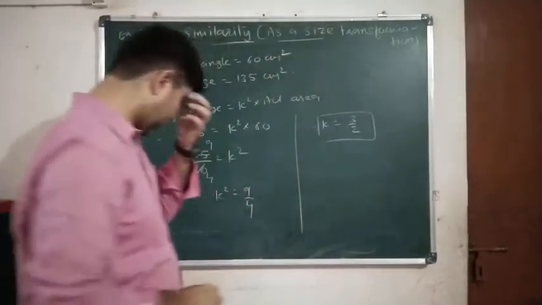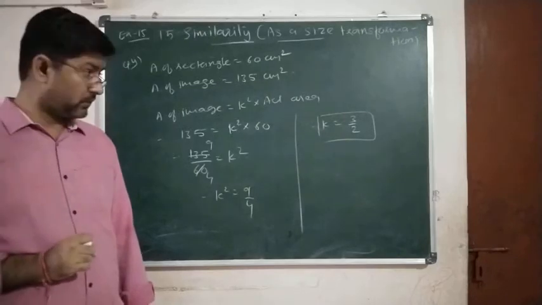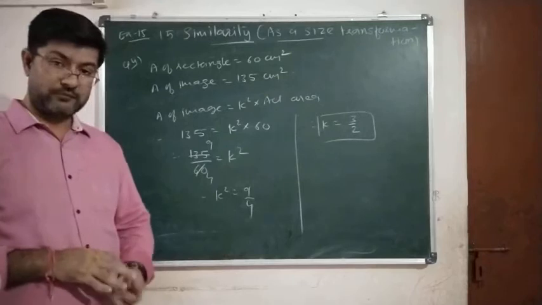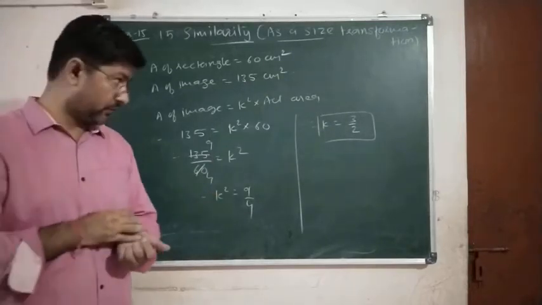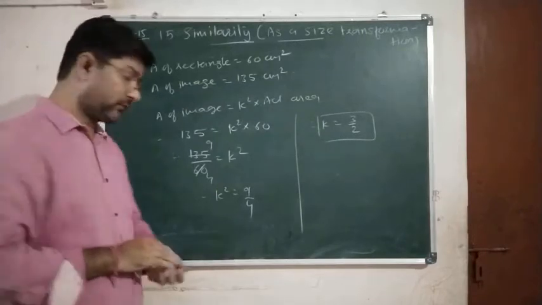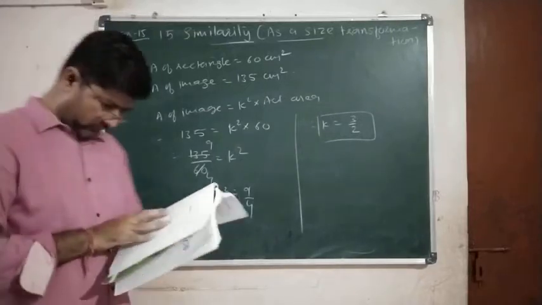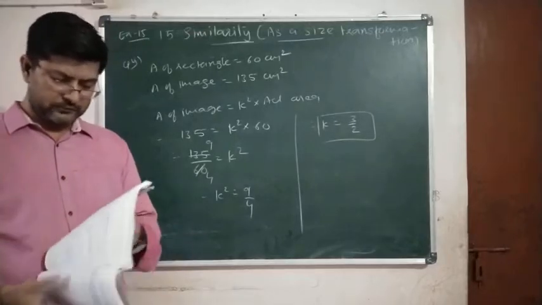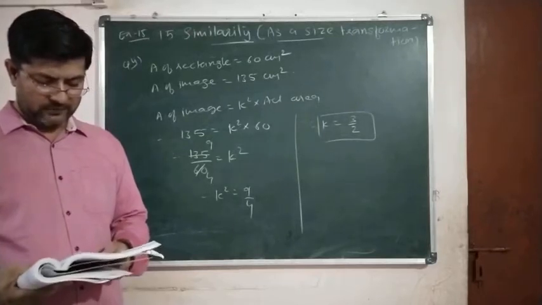Obviously scale factor is a ratio, it will never be negative, yes or no. So we are going to neglect the negative value, because when you take the square root it will be plus or minus, but here we will take only the plus value. So the value of k is 3 by 2, or 1.5 you can write. Clear? So question number 4 is over. Now let us solve question number 5.